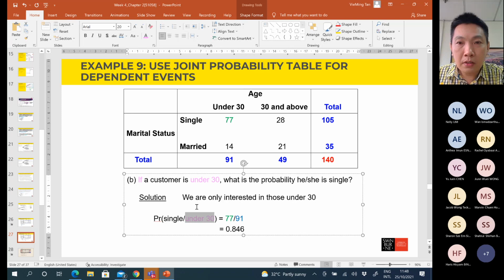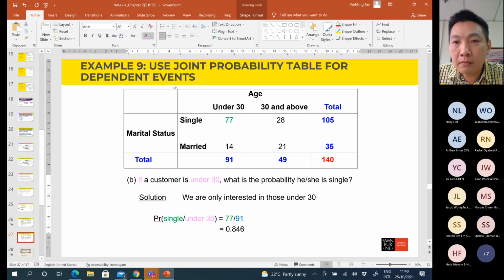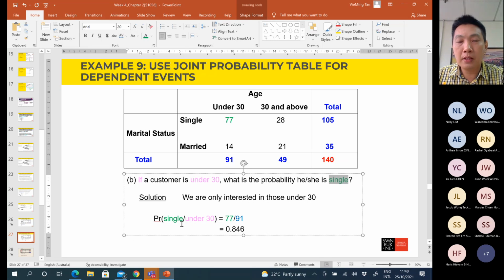So under 30 you have to put at the back, after the slash symbol. What is the probability that he or she is single? So single you put in front, and I use green color for this. Under 30 you put at the back, because this word comes after if. So this is the conditional question. So far so good.